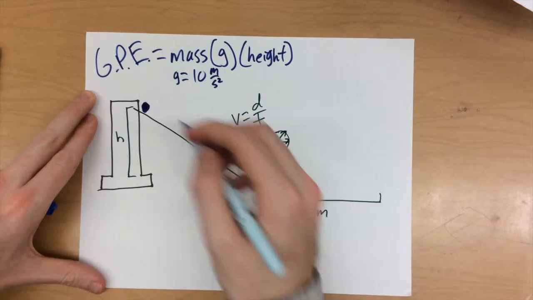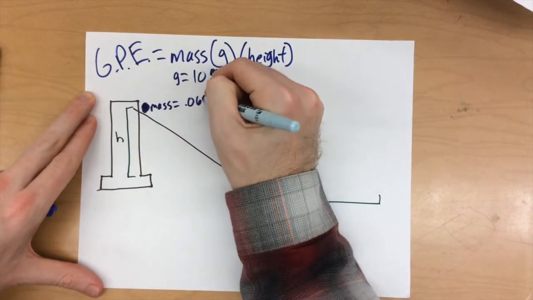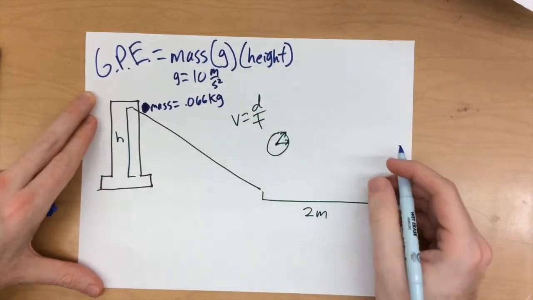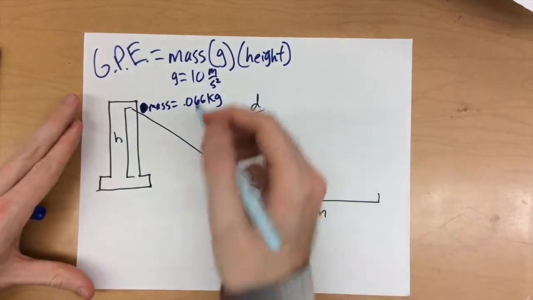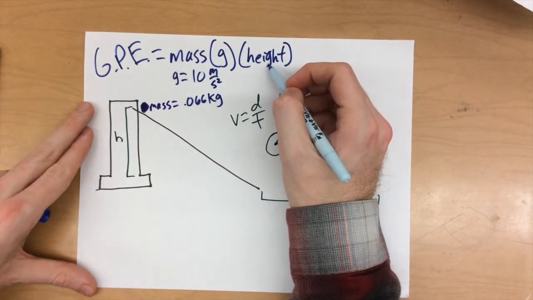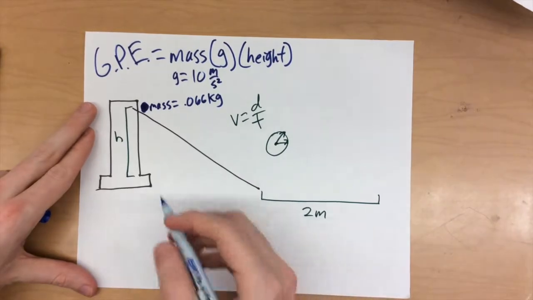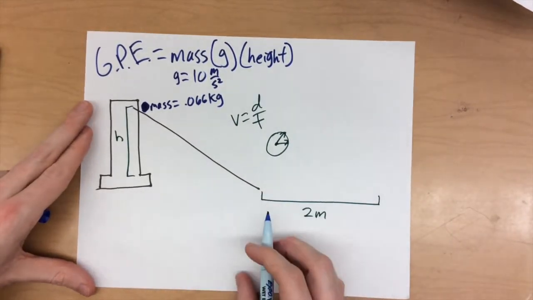And then our mass is constant, right? It's one of our values of controls. In fact, it'd be nice to even write it here. Mass equals 0.066 kilograms. So we've got our mass, we've got our g. What we're changing is our height. And we want to find the relationship between this height and this velocity. So we're going to end up with some equation.